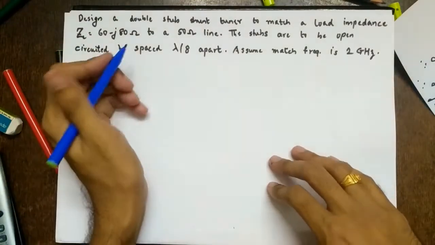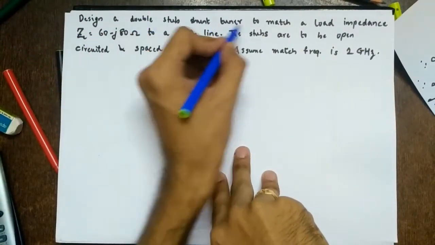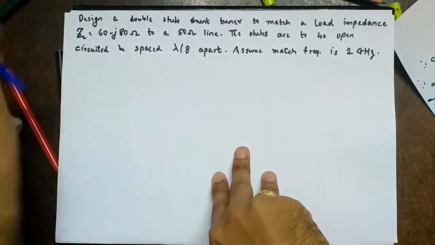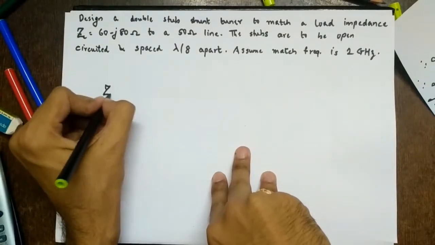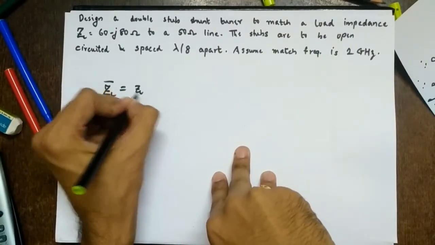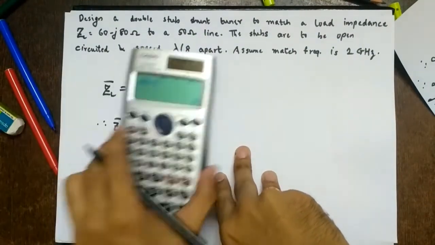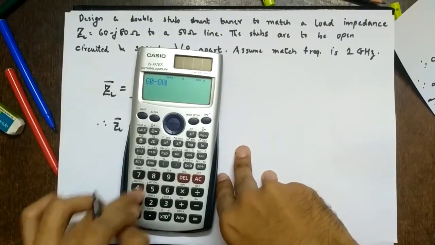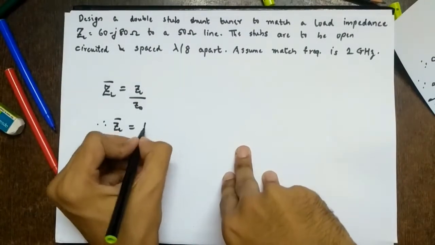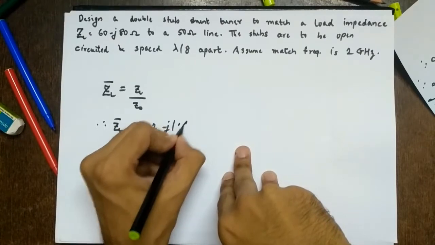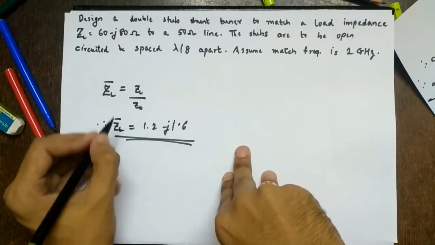Let's use this sum. Design a double stub shunt tuner to match a load impedance ZL equal to 60 minus J80 ohms to a 50 ohm line. So what will be ZL by Z0? Therefore ZL bar equals (60 minus J80) divided by 50, so 1.2 minus J1.6. Remember, no unit because we have divided impedance. So ZL bar is 1.2 minus J1.6.